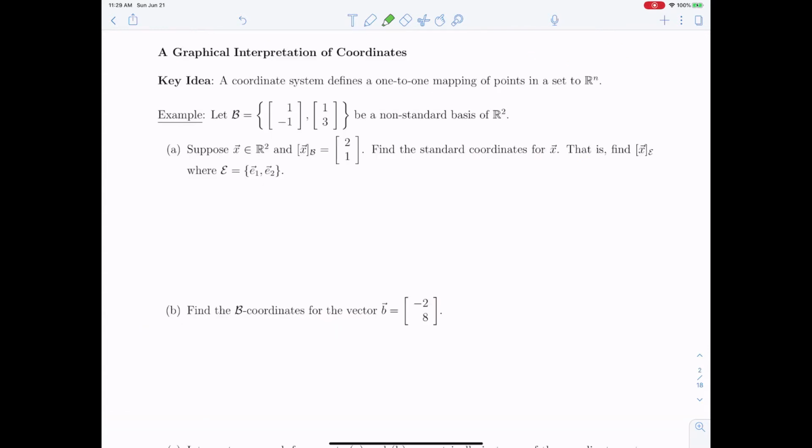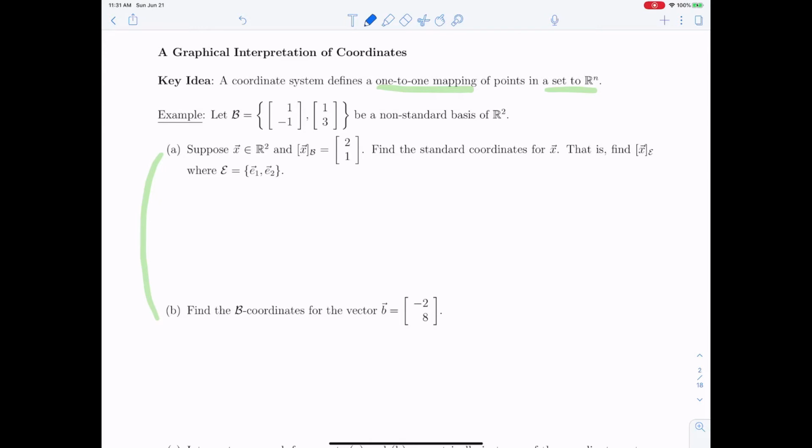Okay, so let's see the geometric interpretation of the coordinate. The idea here is that the coordinate system defines a one-to-one mapping of points into Rn. Before we see the graphical interpretation, let's pause the video and try out part A and part B for this example. Okay, so let's solve these two problems.